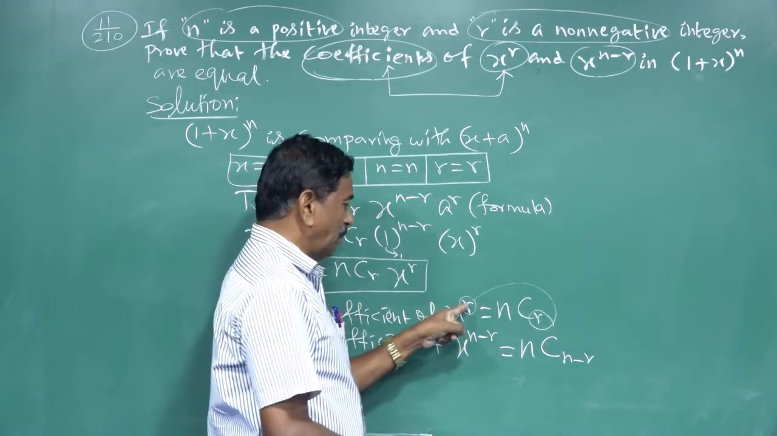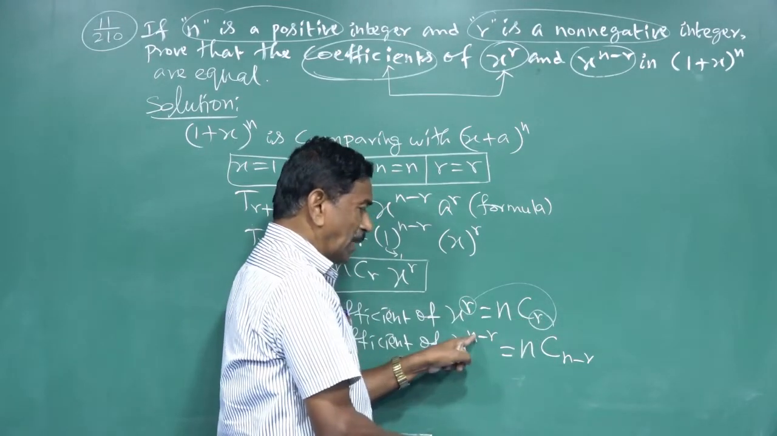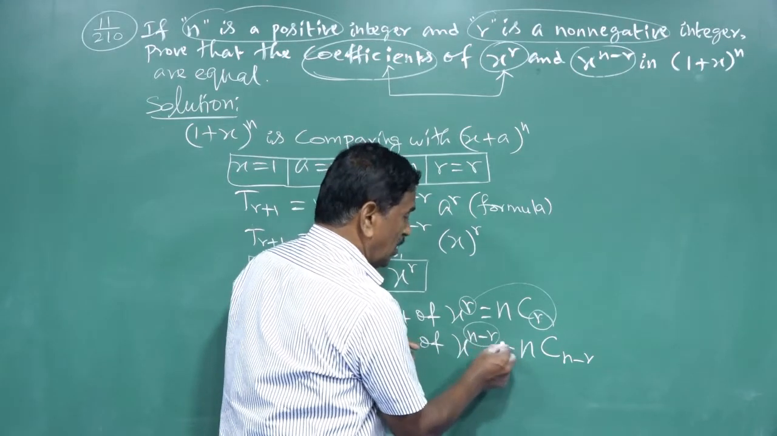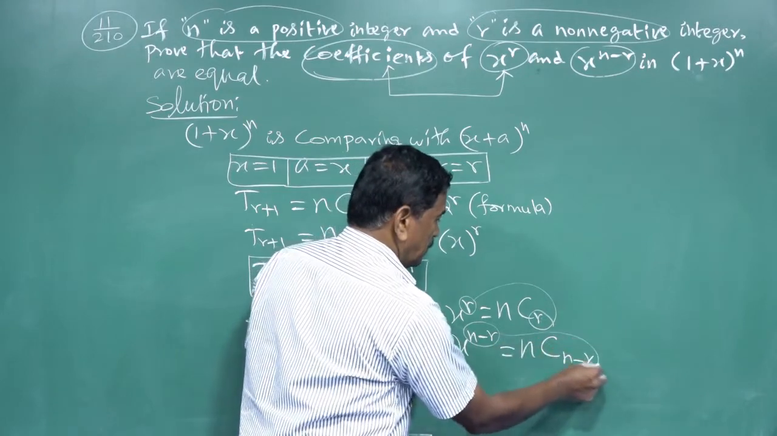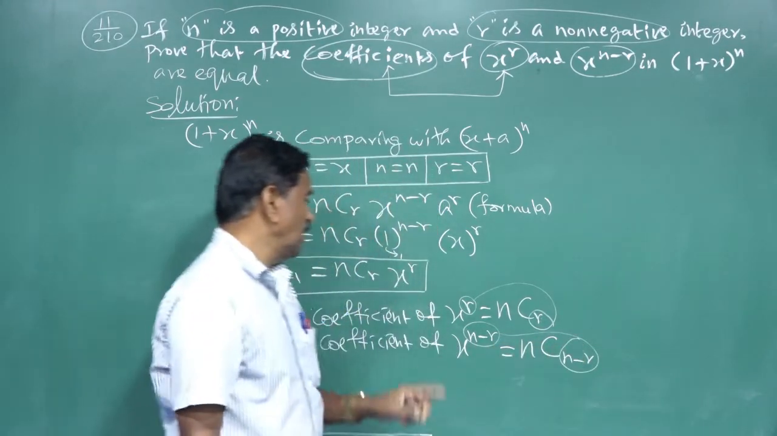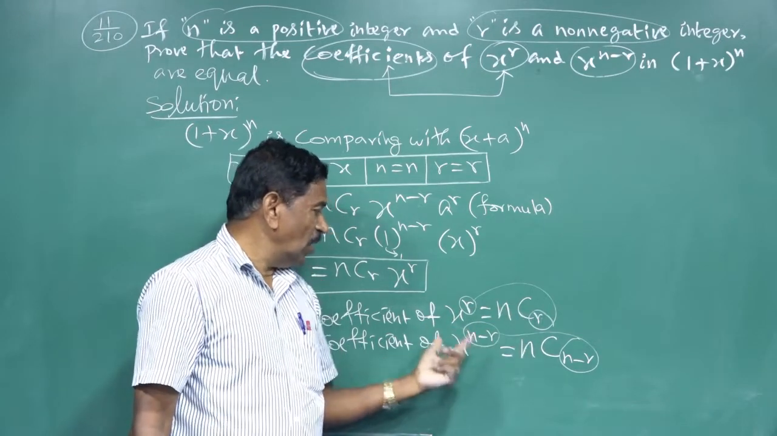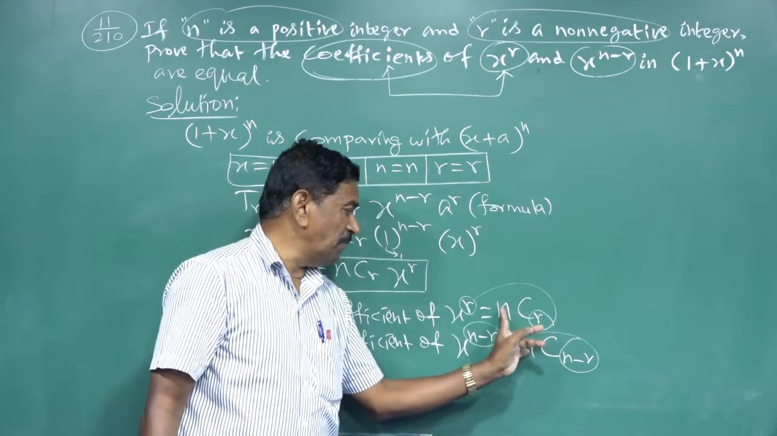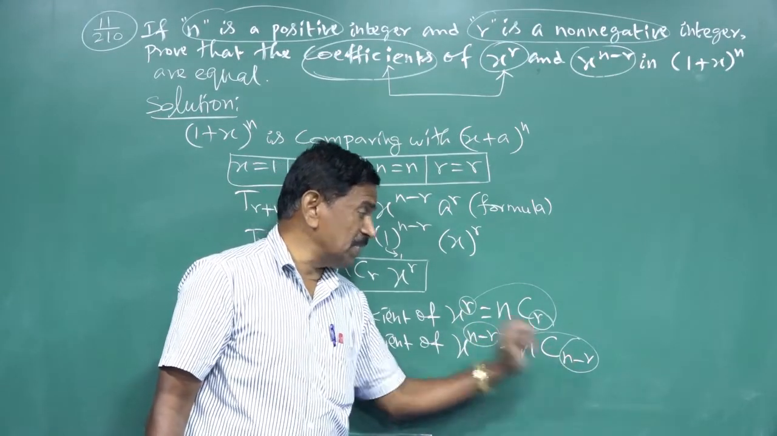Remember, here power r, the coefficient has suffix r. Here power n minus r, therefore the suffix is n minus r. That's all. So the coefficient of x power r is nCr, and the coefficient of x power n minus r is nC(n minus r). Here n is fixed, and the suffix follows the power.